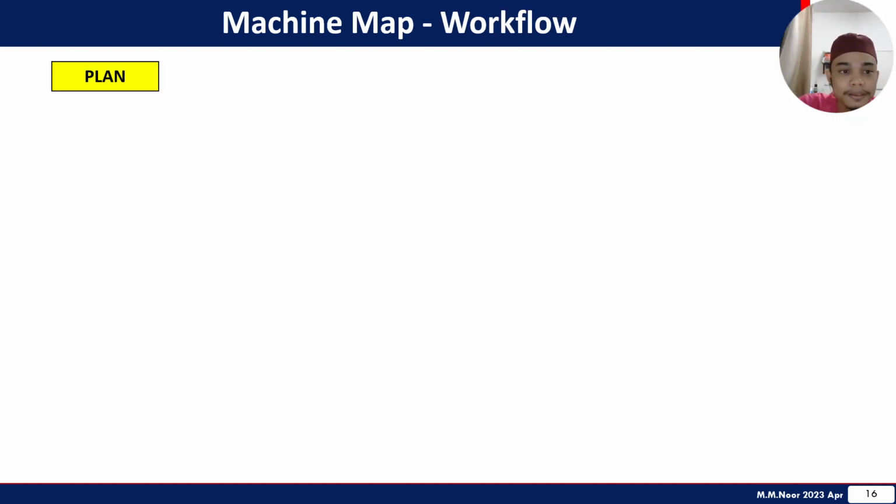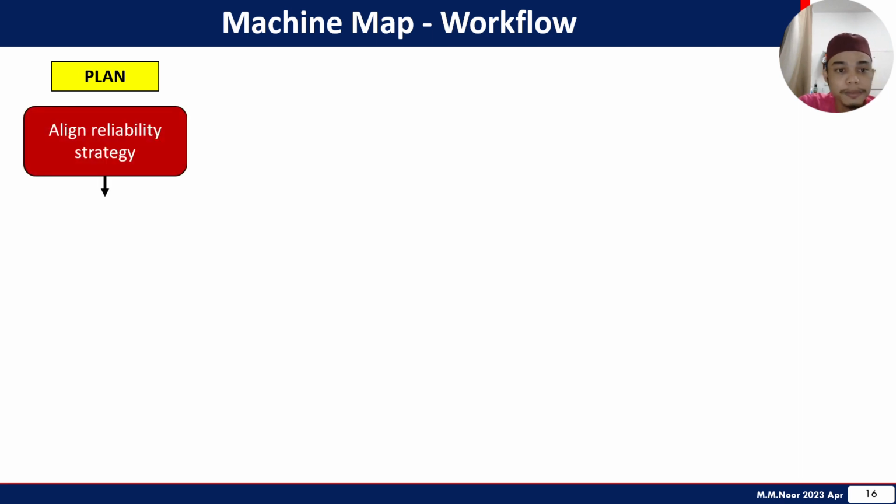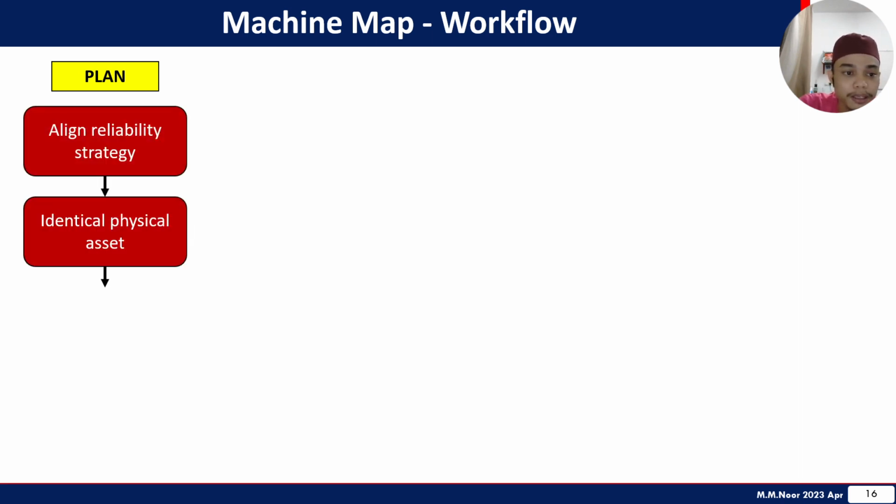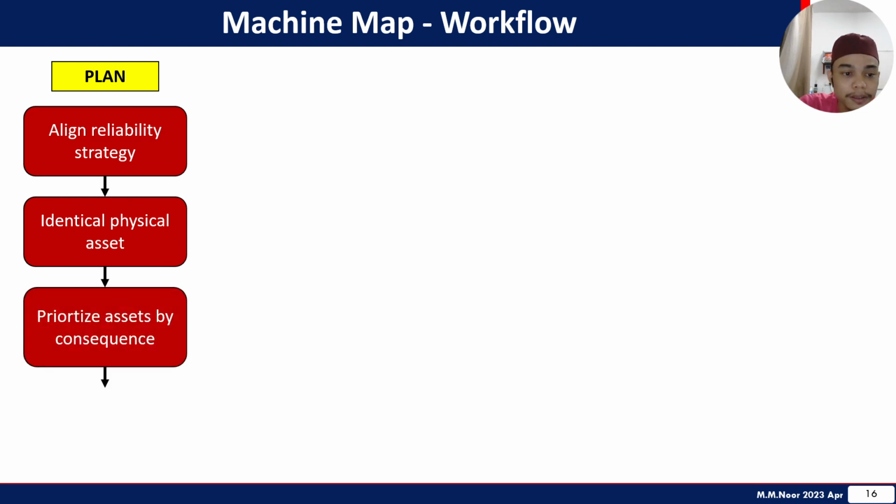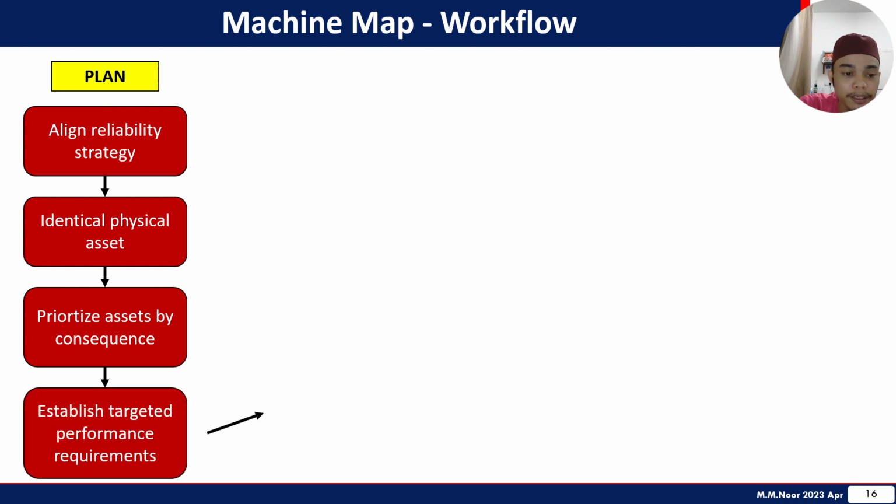Next, machine map workflow. First, plan. Under the plan, align the reliability strategy, identify physical assets, prioritize assets by consequence, establish targets, and performance requirements.